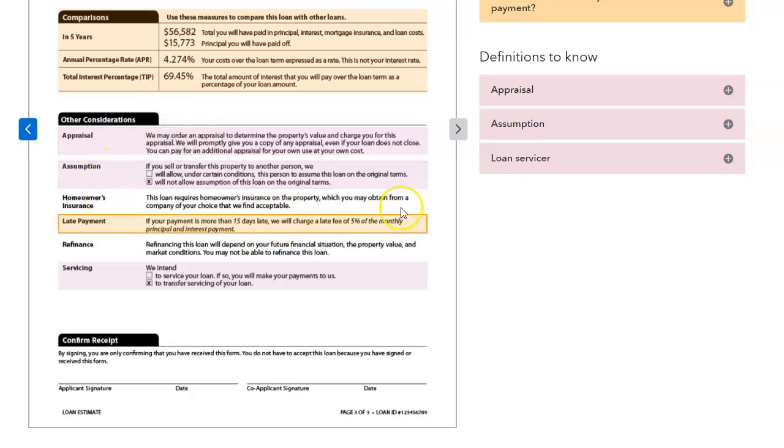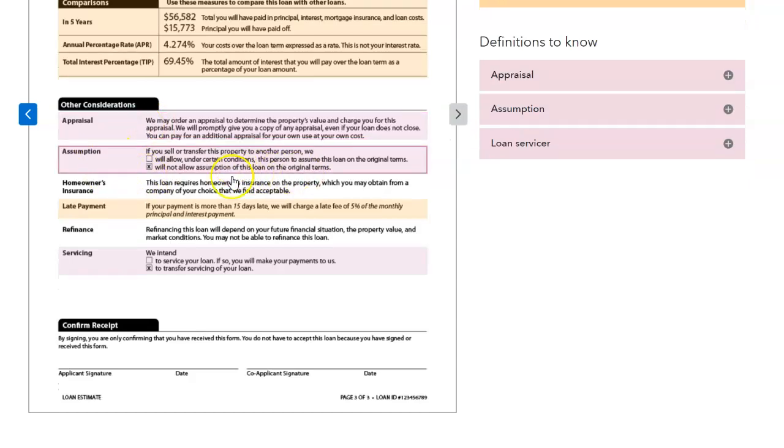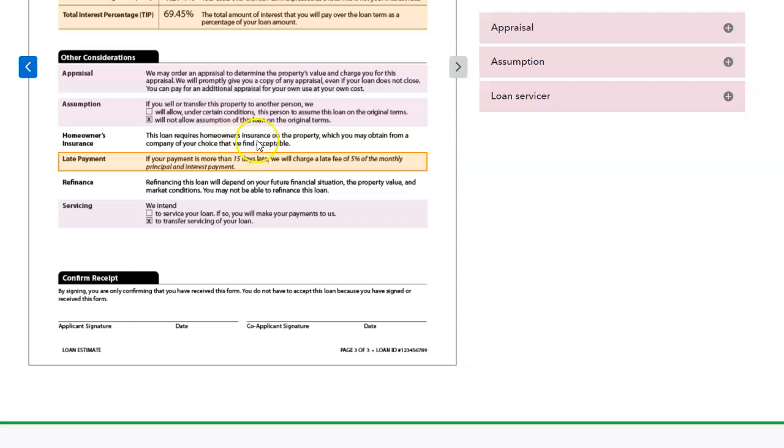And you may have heard of loan assumptions over the last couple of years, some people with some low interest rates allowing buyers to assume their low interest rate loan to sell their house. In this case, this is not an allowed assumption. This tells you that you are required to keep homeowners insurance on the property, and you can choose whoever you find acceptable. Just a note on that: if you let your homeowner's insurance lapse, the lender will put force-placed insurance on, and it will cost you more money.